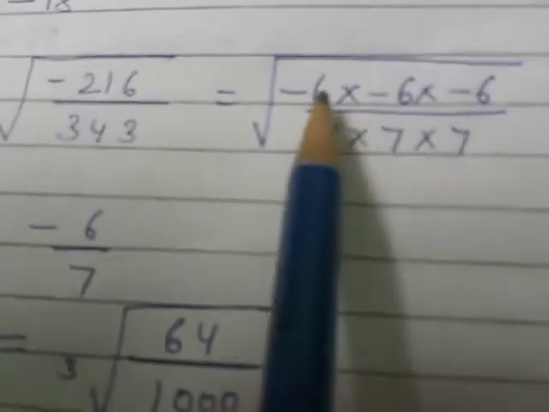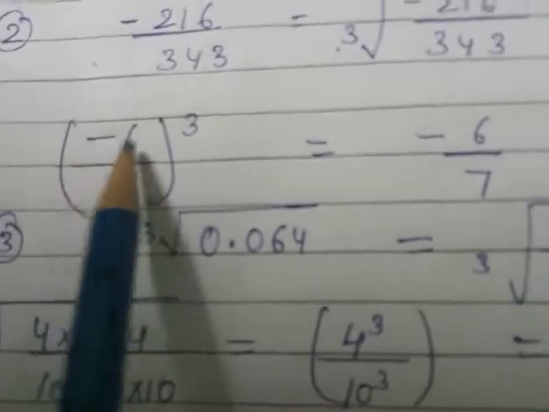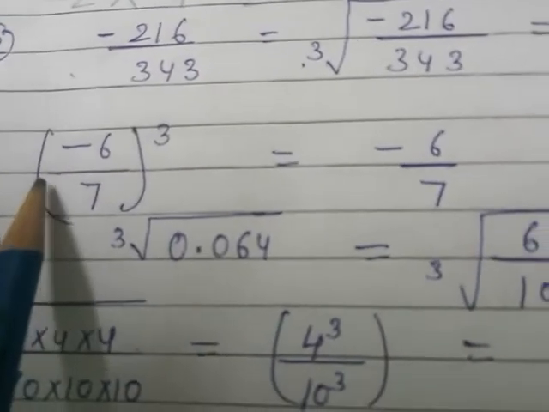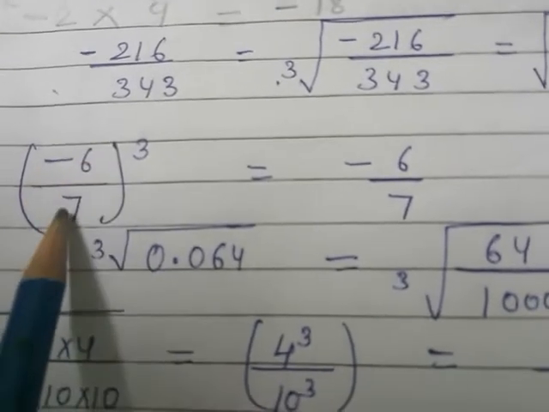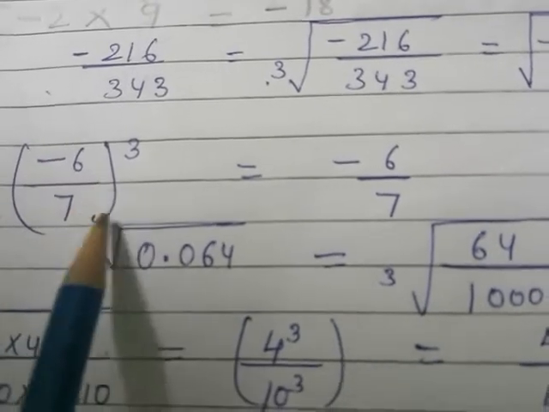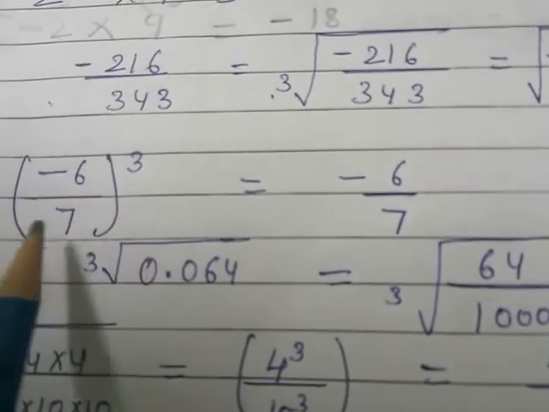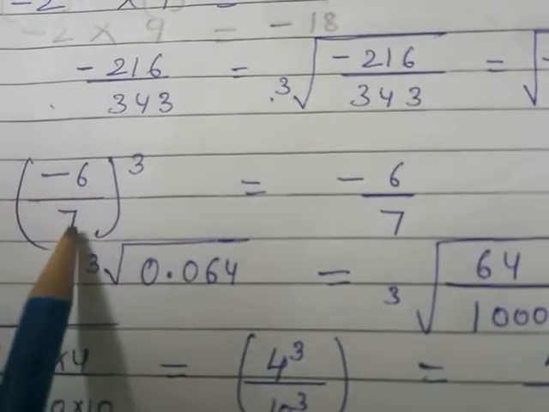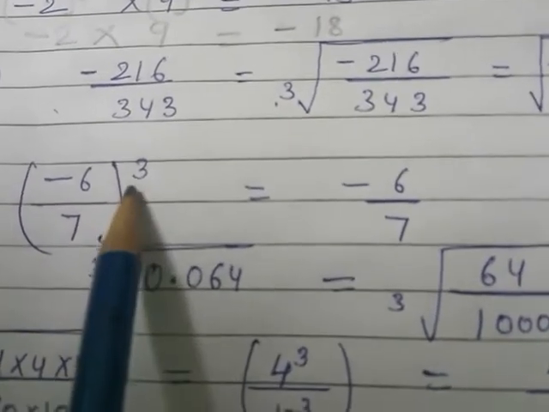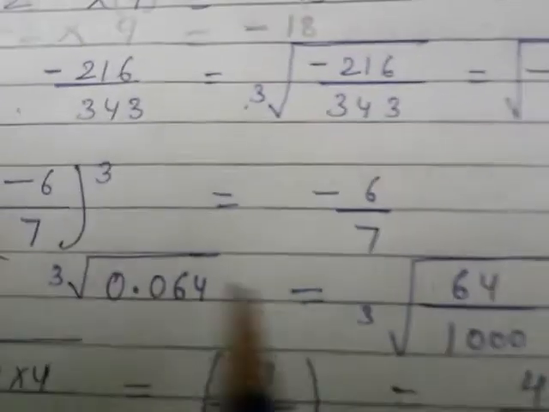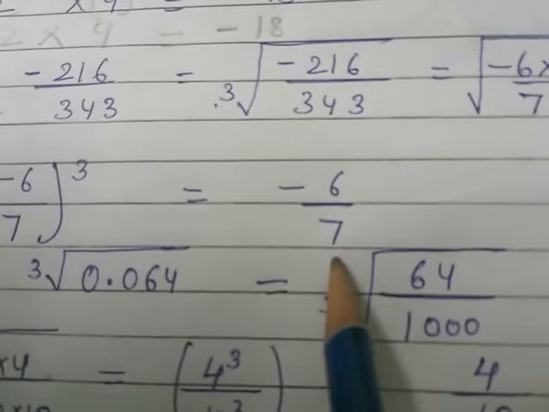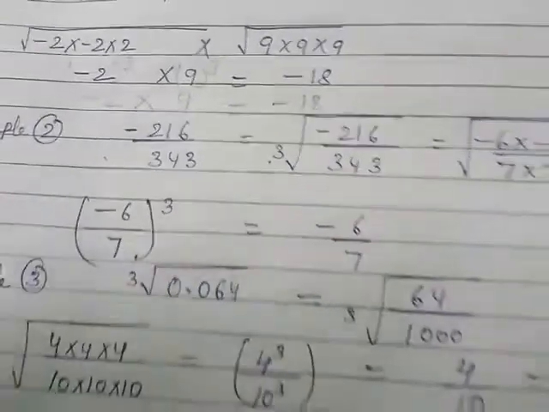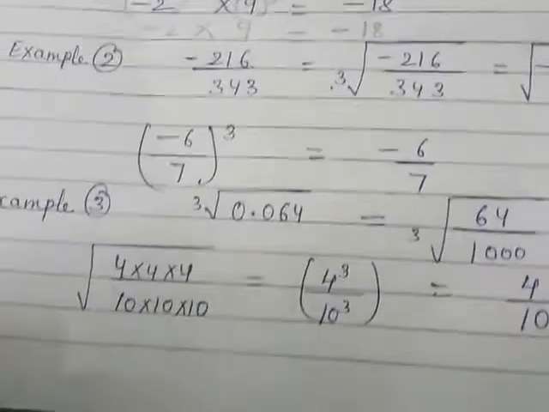Now, we will write this in the exponential form, that is (minus 6) raised to power 3 upon 7 raised to power 3. That means we can write minus 6 raised to power 3 and 7 raised to power 3, and here I have written in bracket, that is (minus 6 upon 7) raised to power 3. So we will divide this index power by 3. When we divide this index power by 3, we get 1, that is minus 6 upon 7. This is the cube root of minus 216 upon 343.